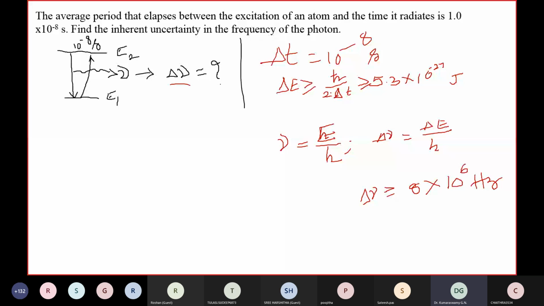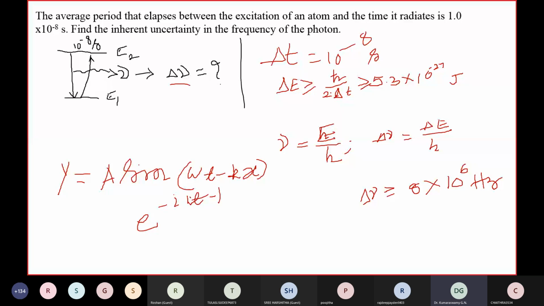We already know, suppose there is a wave which is moving, sinusoidal waves, we know. If there is a wave, generally this is a general wave equation: y is equal to A sin or cos of (omega t minus kx), or there are different forms. This is one of the forms. You also have e to the power of i(omega t minus kx), that also is there. There are different forms to define a wave.